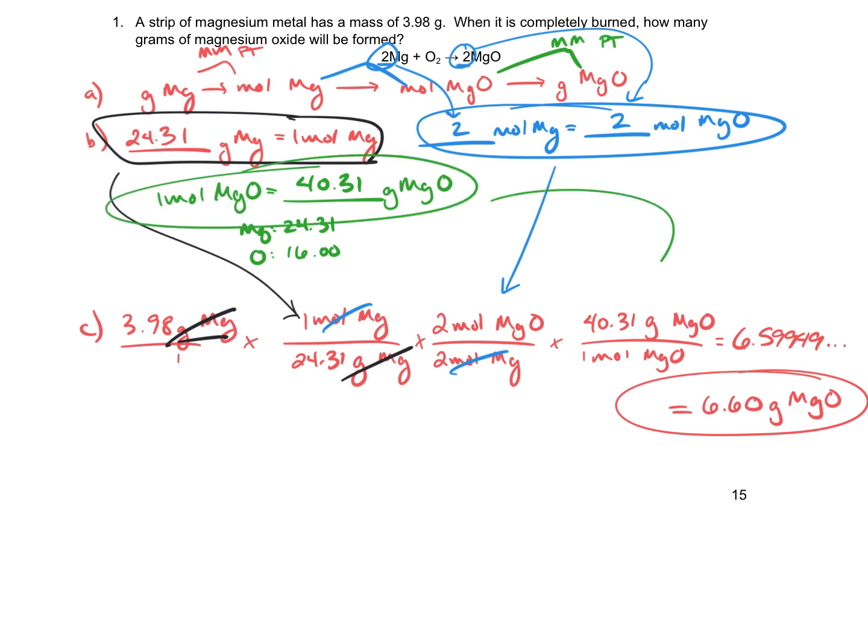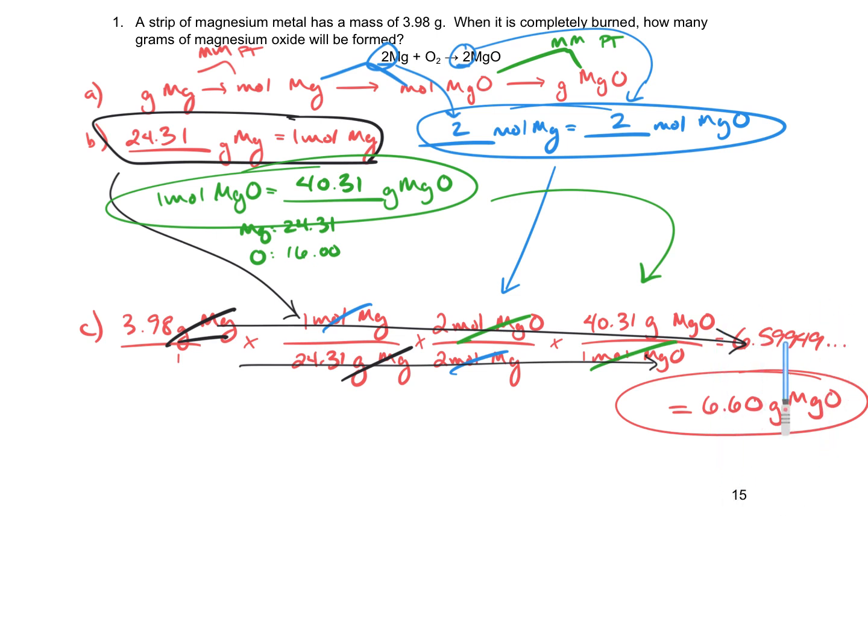The third equality is the last step in the conversion. We know that 1 mole of magnesium oxide has 40.31 grams. After you have set up your multiplication, you should multiply all the way across, and you should get that number in your calculator. And then you should multiply all the way across the bottom. And then when you get that number in your calculator, you can divide the top by the bottom. If you do that correctly, for this problem, you would get 6.60 grams of magnesium oxide.